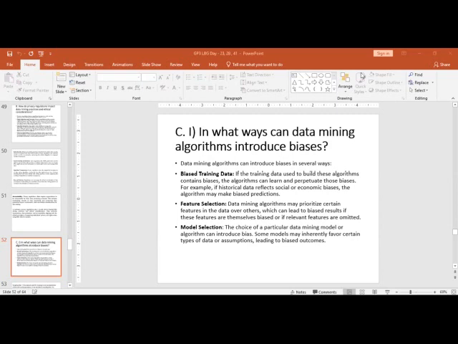Feature selection. Data mining algorithms may prioritize certain features in the data over others, which can lead to biased results if these features are themselves biased or if relevant features are omitted. Model selection. The choice of a particular data mining model or algorithm can introduce bias. Some models may inherently favor certain types of data or assumptions, leading to biased outcomes.